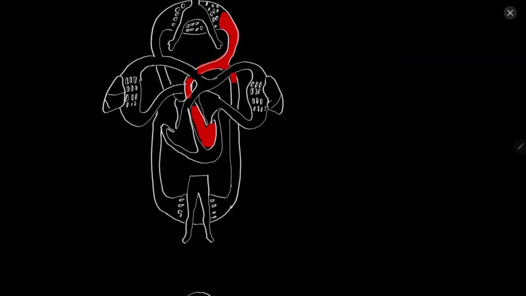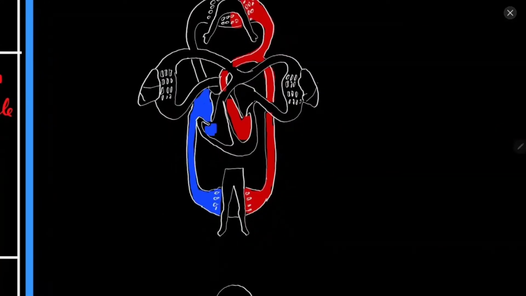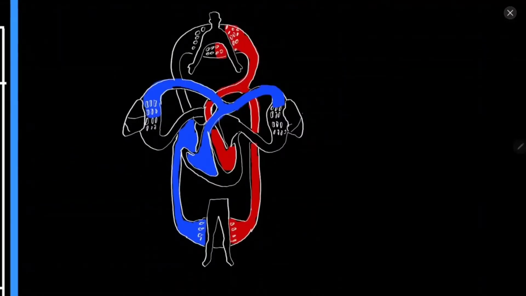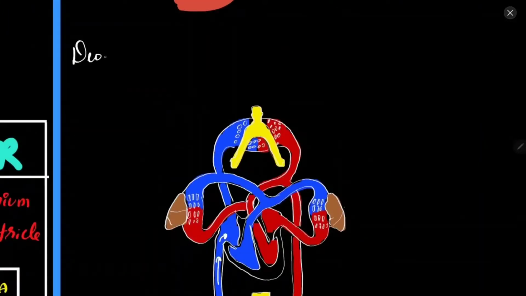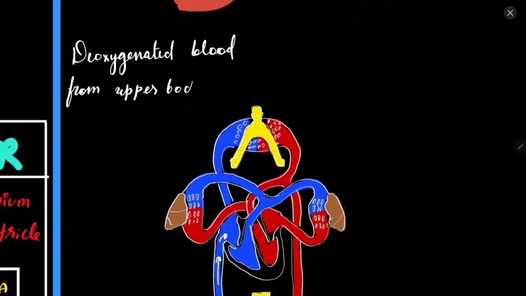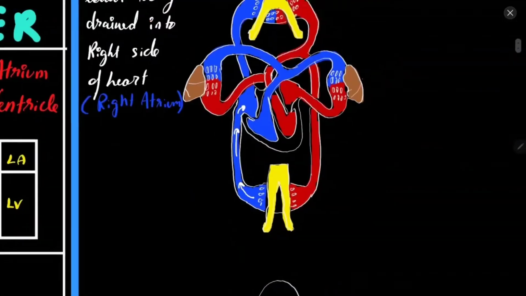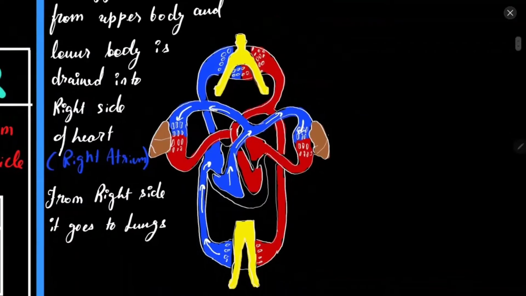Red color represents oxygenated blood and blue color represents deoxygenated blood. Heart's right side deals with deoxygenated blood and left side deals with oxygenated blood. Deoxygenated blood from upper body and lower body is given to right atrium of the heart, and from right side, that is right ventricle, the blood goes to lungs for oxygenation.